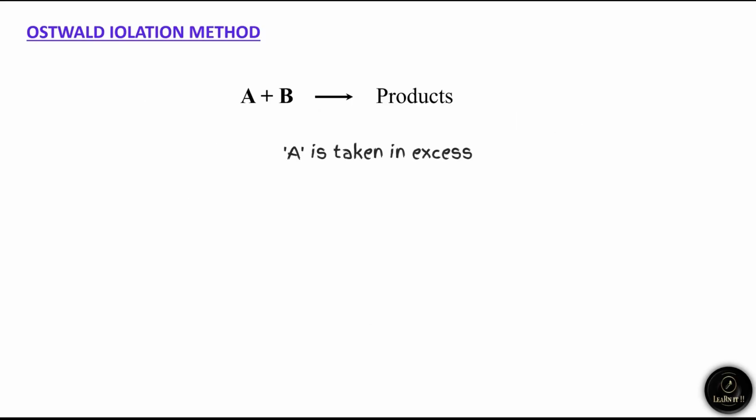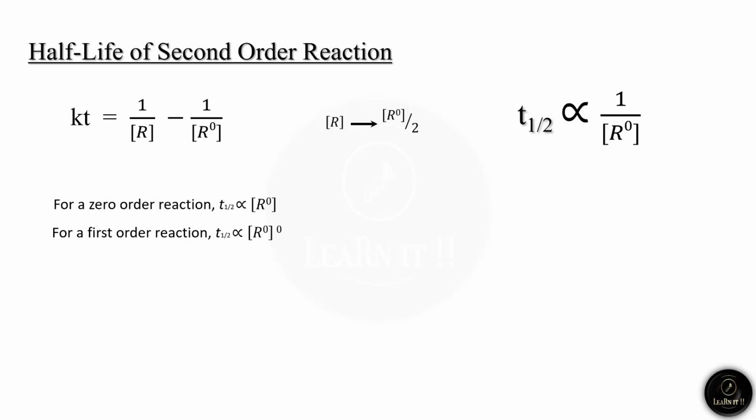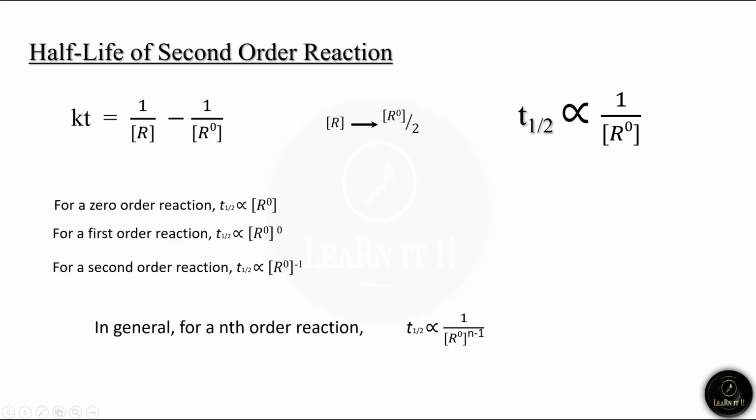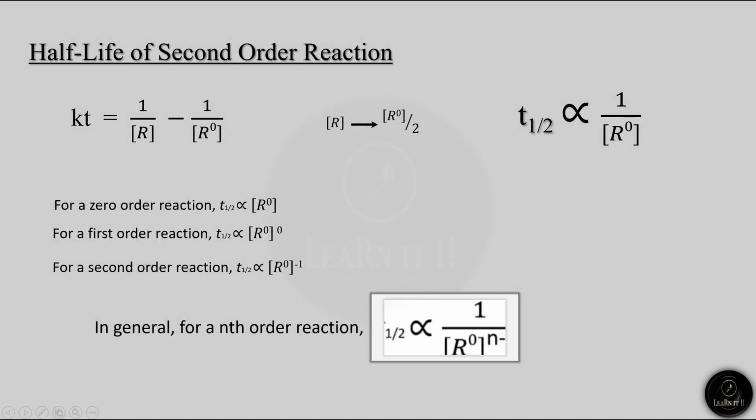So in conclusion, we can say for zeroth order reaction, half-life is directly proportional to initial concentration. For first order reaction, half-life is independent of the initial concentration of reactant. For second order reaction, the half-life period is inversely proportional to the initial concentration of the reactant. For nth order reaction, half-life period is directly proportional to the initial concentration of the reactant raised to the power 1 minus n. That is, half-life period of nth order reaction is inversely proportional to the n minus 1th power of initial concentration of the reactant.